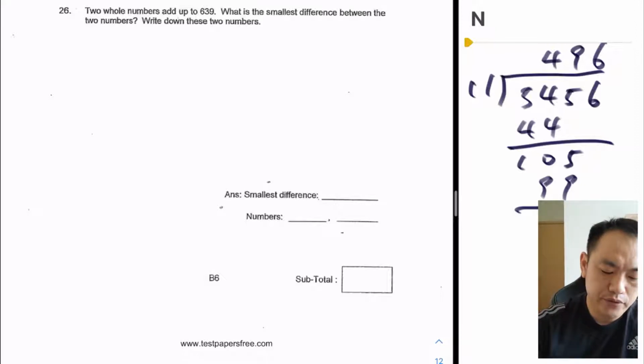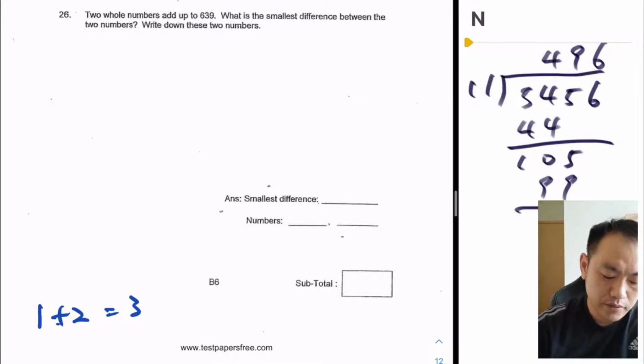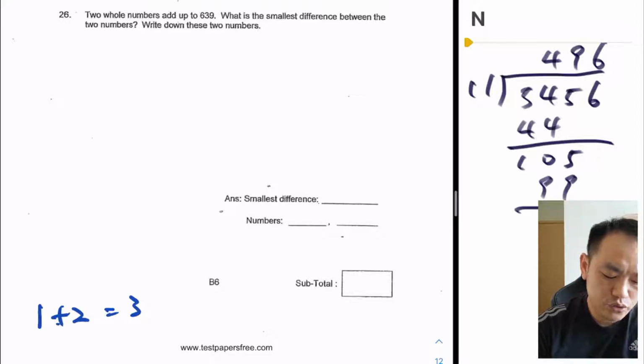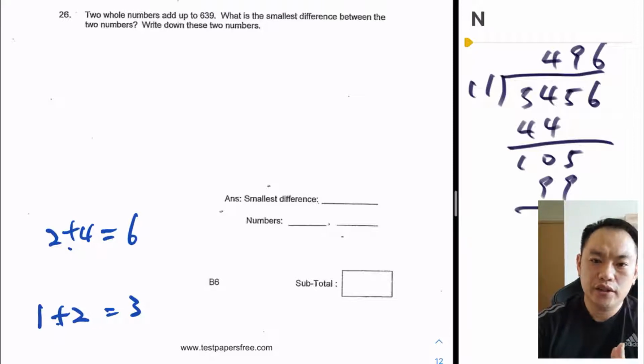For example, if the numbers are 1 and 2, they add up to 3, which is an odd number. But if the sum is an even number, then the two numbers closest together will have a gap of 2. For example, 2 and 4 add up to 6, so this will be an even number. But when the numbers are right next to each other, that is because they are asking for the smallest difference.